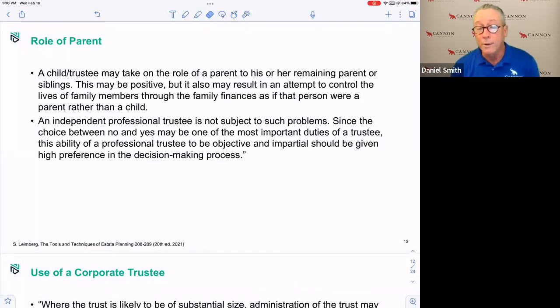That can be positive, right? Because you're acting in that great role model capacity, but it may also result in an attempt to control the lives of family members through the family finances as if that person were a parent rather than a child. I never really thought about it in that way, but it's an interesting perspective to place on that.